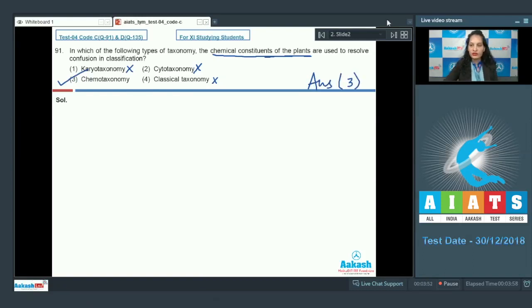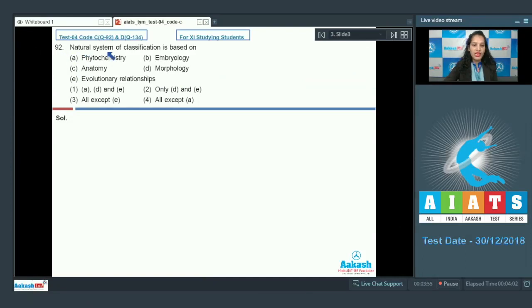Let's see the next question. Question number 92. Natural system of classification is based on A, phytochemistry, B, embryology, C, anatomy, D, morphology, E, evolutionary relationships. First option, A, D and E. Second, only D and E. Third, all except E. Fourth, all except A.